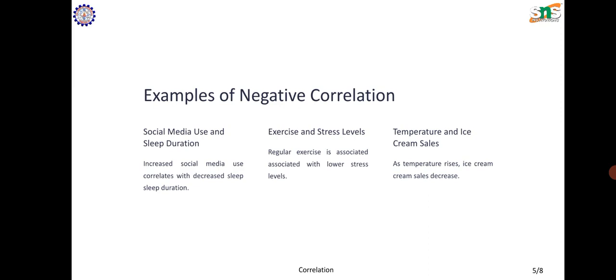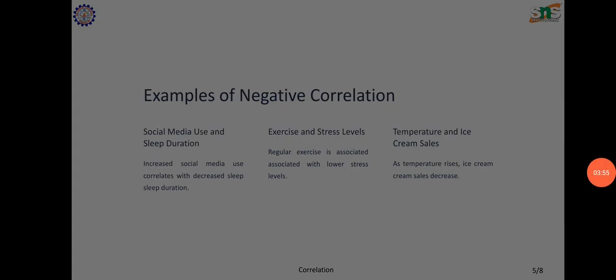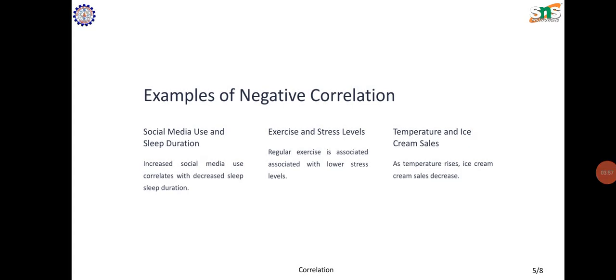Exercise and stress level. Regular exercise is associated with lower stress. If we are regularly exercising, the exercise time is increasing, but the stress level is decreasing. This is called negative correlation. The x value is increasing towards high and the stress level y is getting down. So this is why it is called negative correlation.